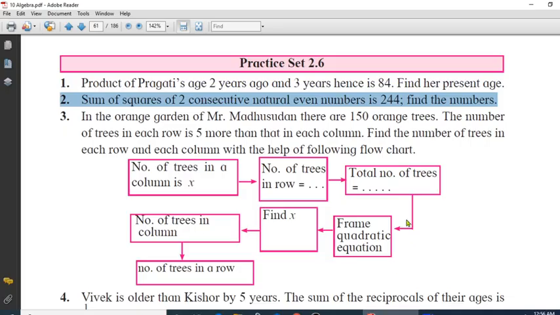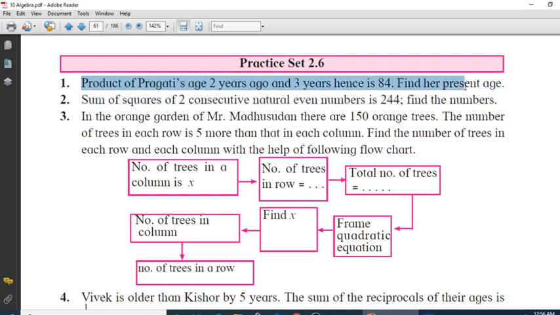Hello everybody. Now we're going to start this practice set number 2.6. We already did question number 1 in our previous video.